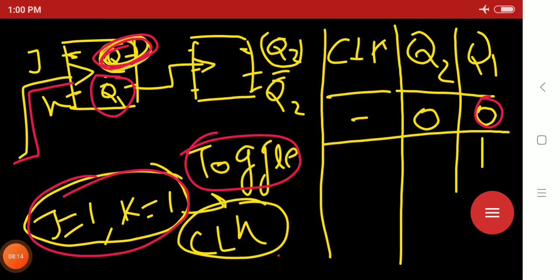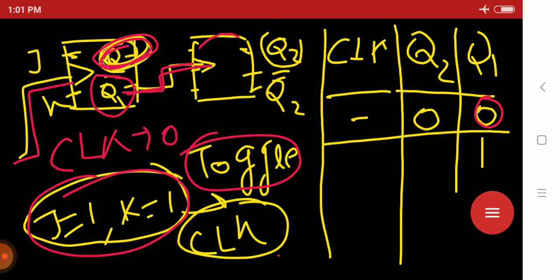If Q1 is 1, Q1 bar is 0. That means if Q1 bar is 0, 0 is given here. And what counter are we working with here? It is an up counter. Up counter means positive edge triggering, and for positive edge triggering, clock 0 means flip-flop off. That means after getting Q1 as 1, Q1 bar complement is 0, so the second flip-flop will remain off. So the Q2 input here will be 0.